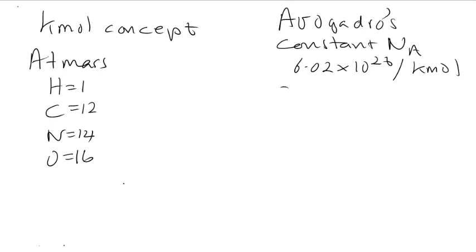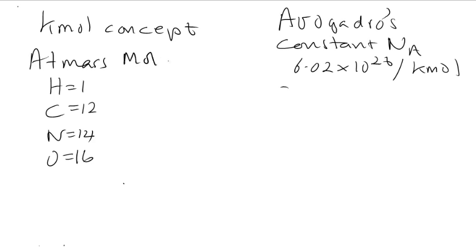You're about to watch a PhysCast on the kmol concept. On the left of the screen there you can see a list of atomic masses. What it means is, for example, that an atom of nitrogen is 14 times heavier than a hydrogen atom.